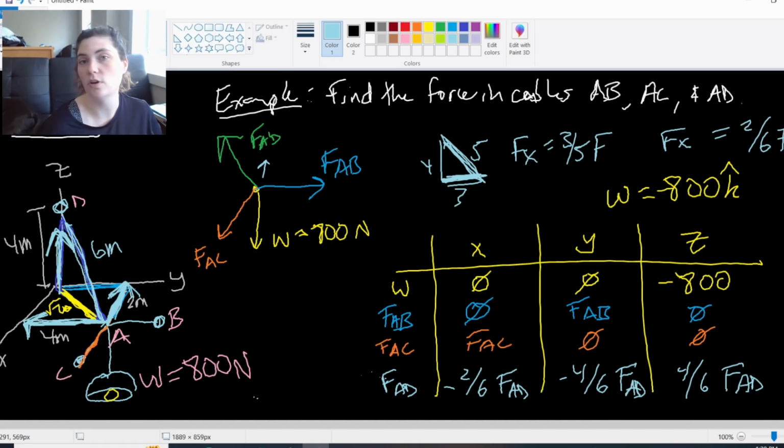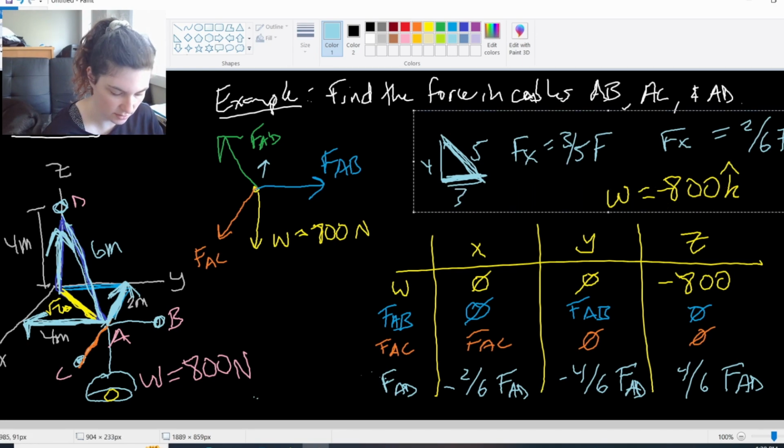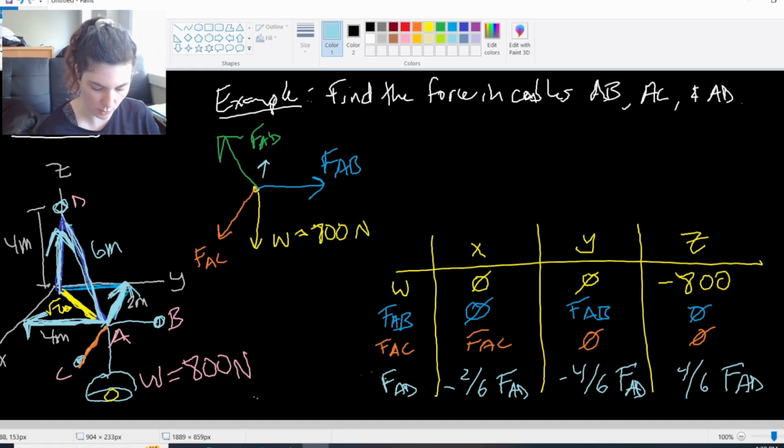But that's all 4 of my forces, right? That's my complete free body diagram that I have for each of the 3 cables, and then the weight of the lamp itself. And I have them all in this really nice little table that I can use to set up my equilibrium equation. So let me move all of this, and I just want to do an equilibrium equation.